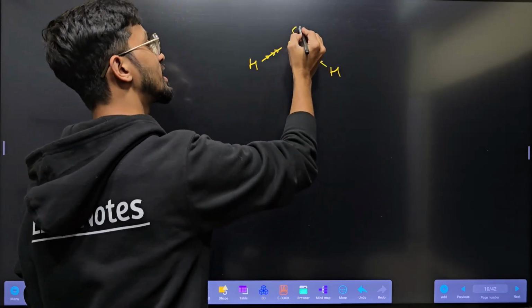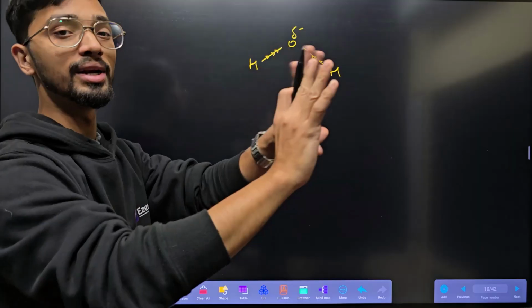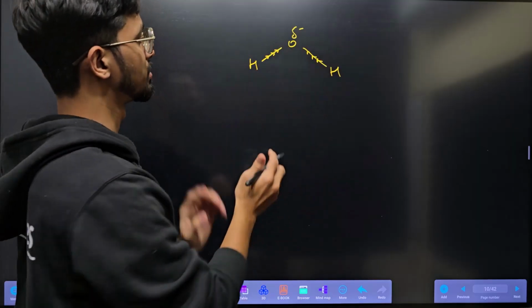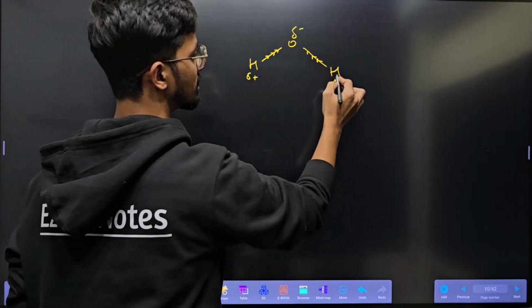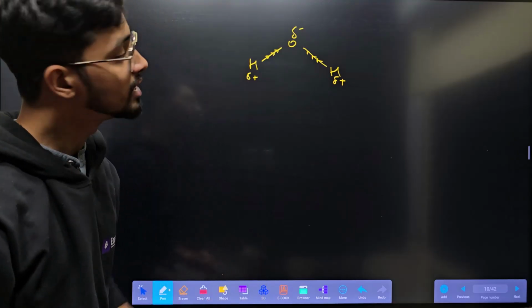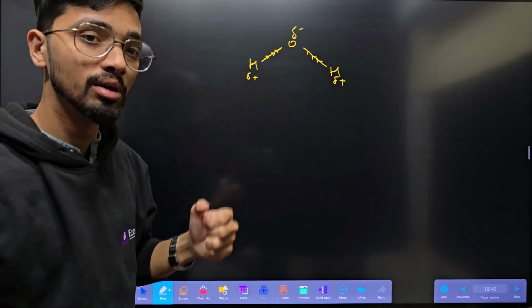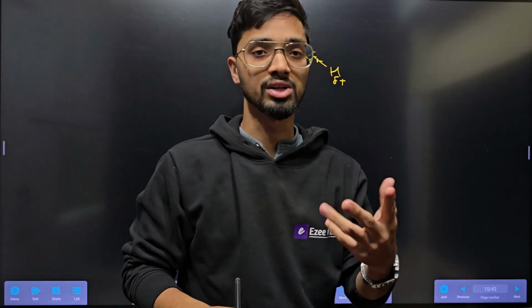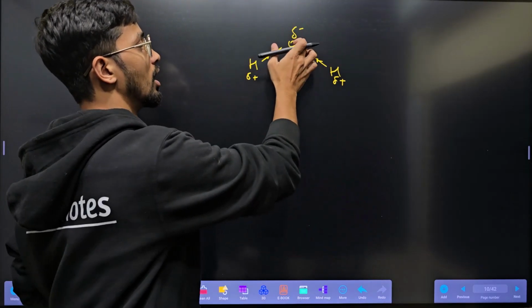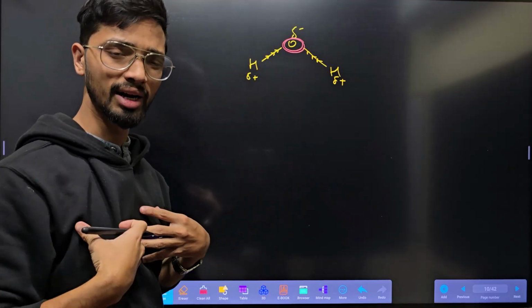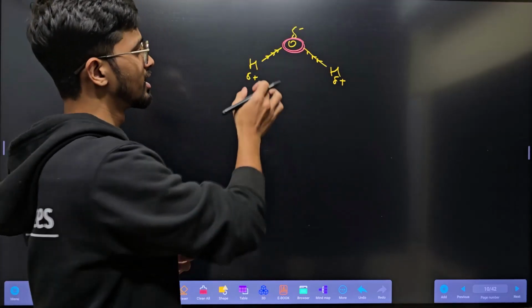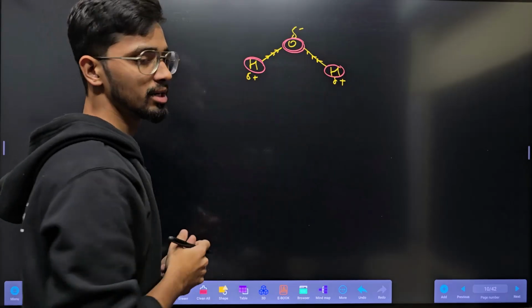So it will create a partial charge, not a complete charge. No ions, right? Not a complete charge, but partial negative and partial positive charges will be created. This one tends to lose an electron, but doesn't lose it completely. More pulling creates a partial charge: the high electronegativity atom gets a partial negative charge, and the low electronegativity atom gets a partial positive charge.